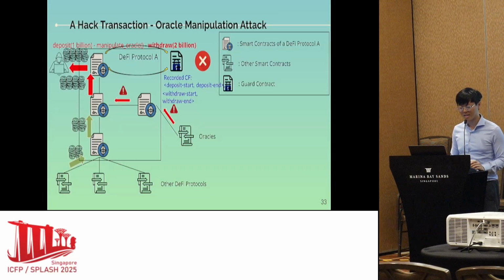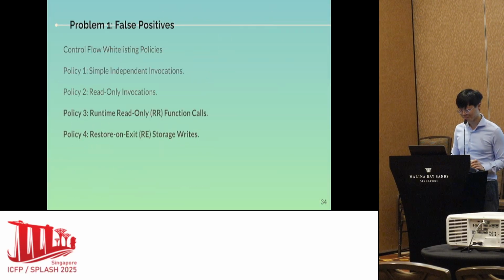At this point, the guard contract can find, okay, this is a non-trivial control flow which we do not allow. Then the guard contract can immediately revert the transaction.